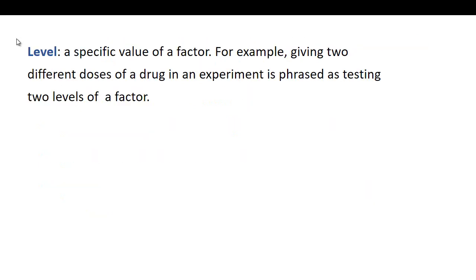A level means a specific value of a factor. For example, if we give 2 different doses of a drug in the experiment, then we say that we are testing 2 levels of the factor.